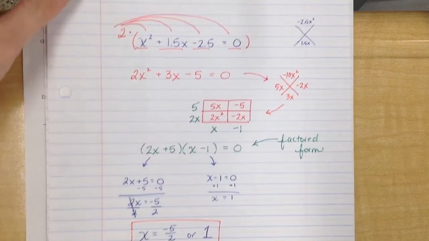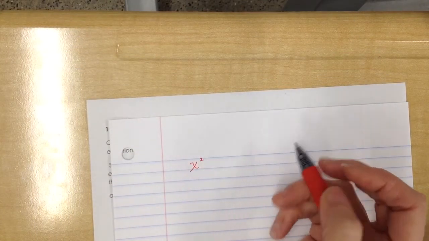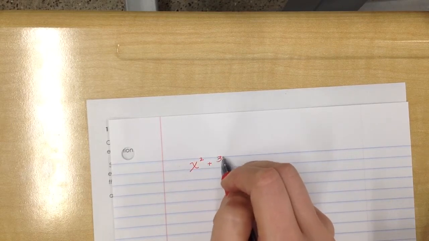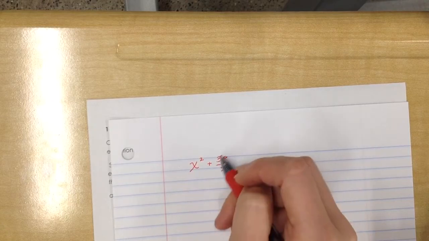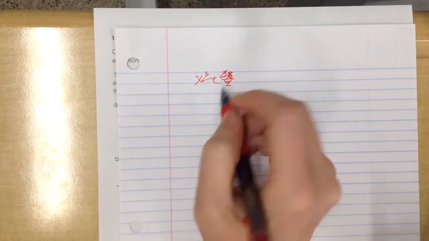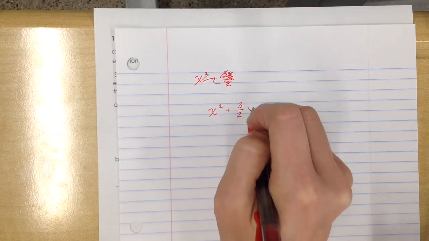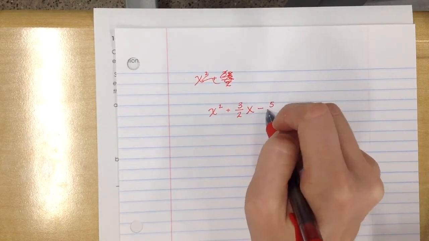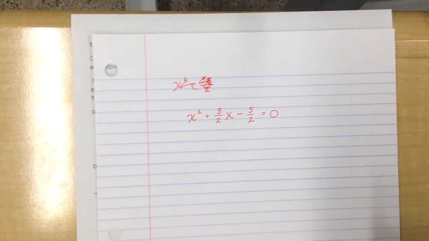Now, the same thing could have applied, and I do just want to show you this kind of problem. If the original problem for this one had been x squared plus 3x over 2, or probably what it would have been, hold on. It would have been x squared plus 3 over 2x minus 5 over 2 equal to 0. We would do the exact same thing.